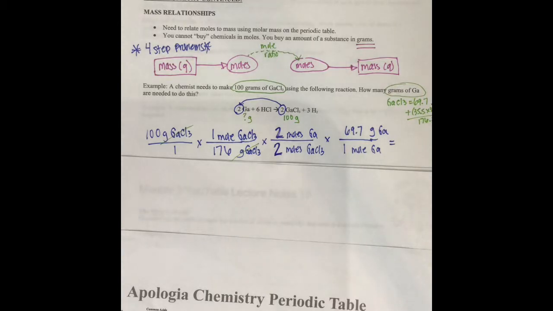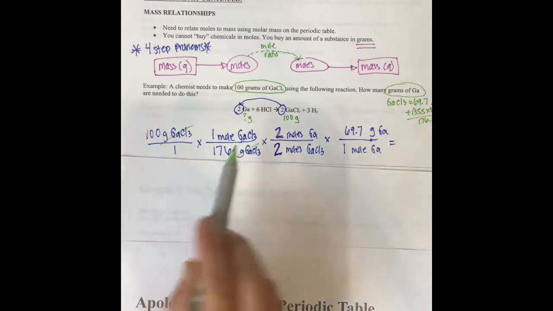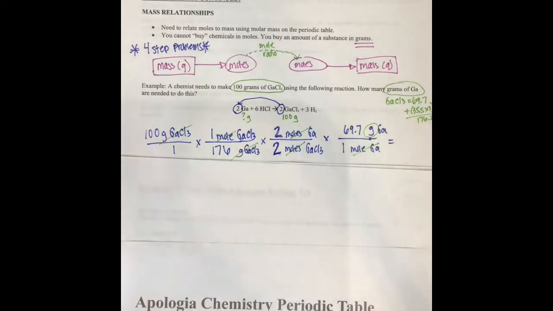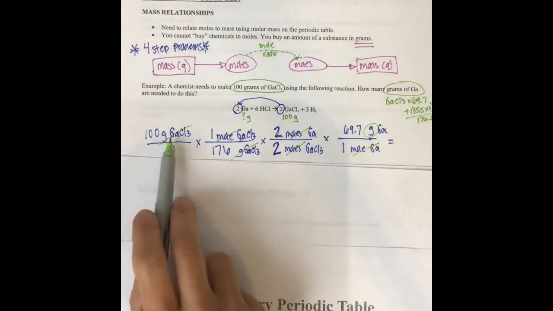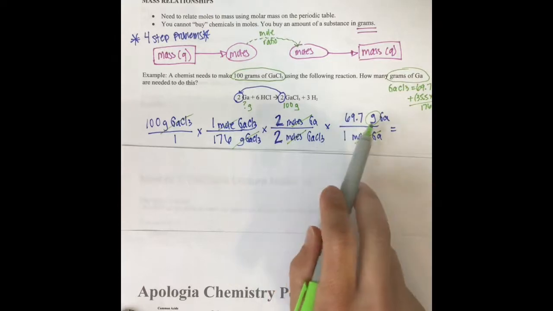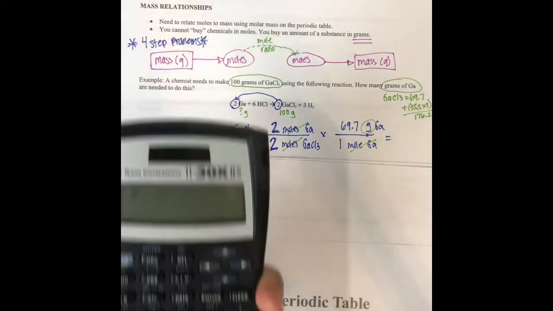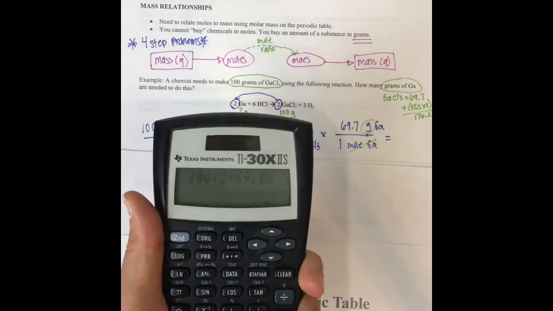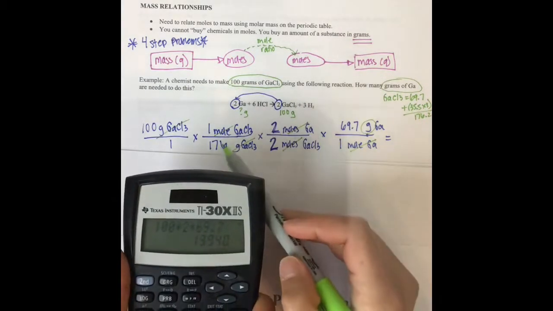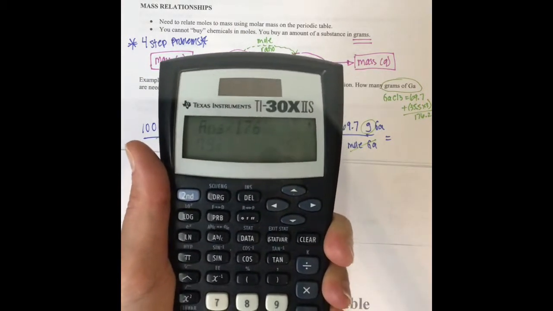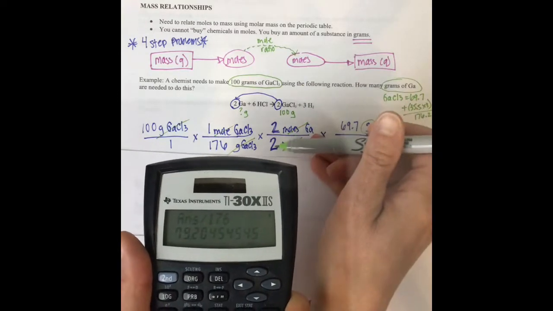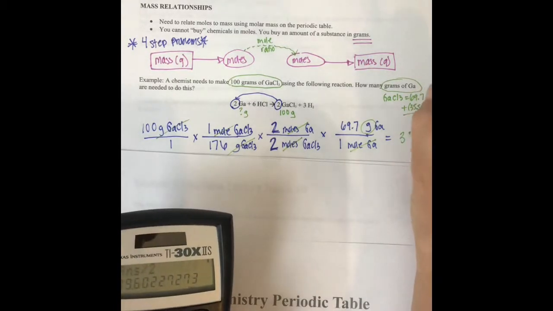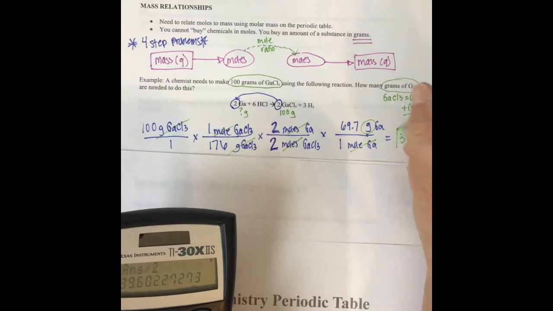Let's check our units and make sure they cancel. Grams, grams, moles, moles, moles, moles, and I'm left with a mass, and that's what I wanted to find. When you do this in your calculator, I would prefer you to multiply all the way across the top. So you should plug in 100 times 2 times 69.7. Then you're going to divide by 176, press equals, and divide by 2. You should get 39.6 for your final answer. Make sure you label it. This is grams of gallium.